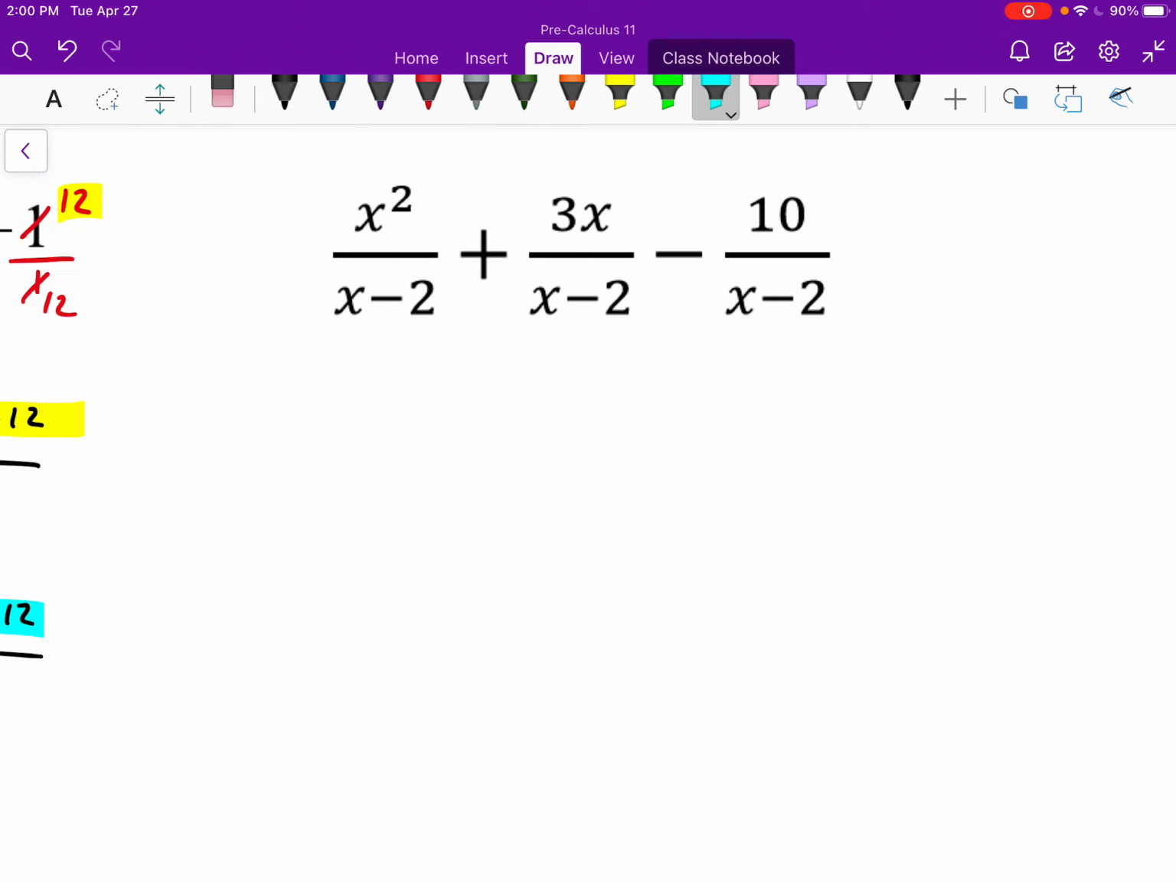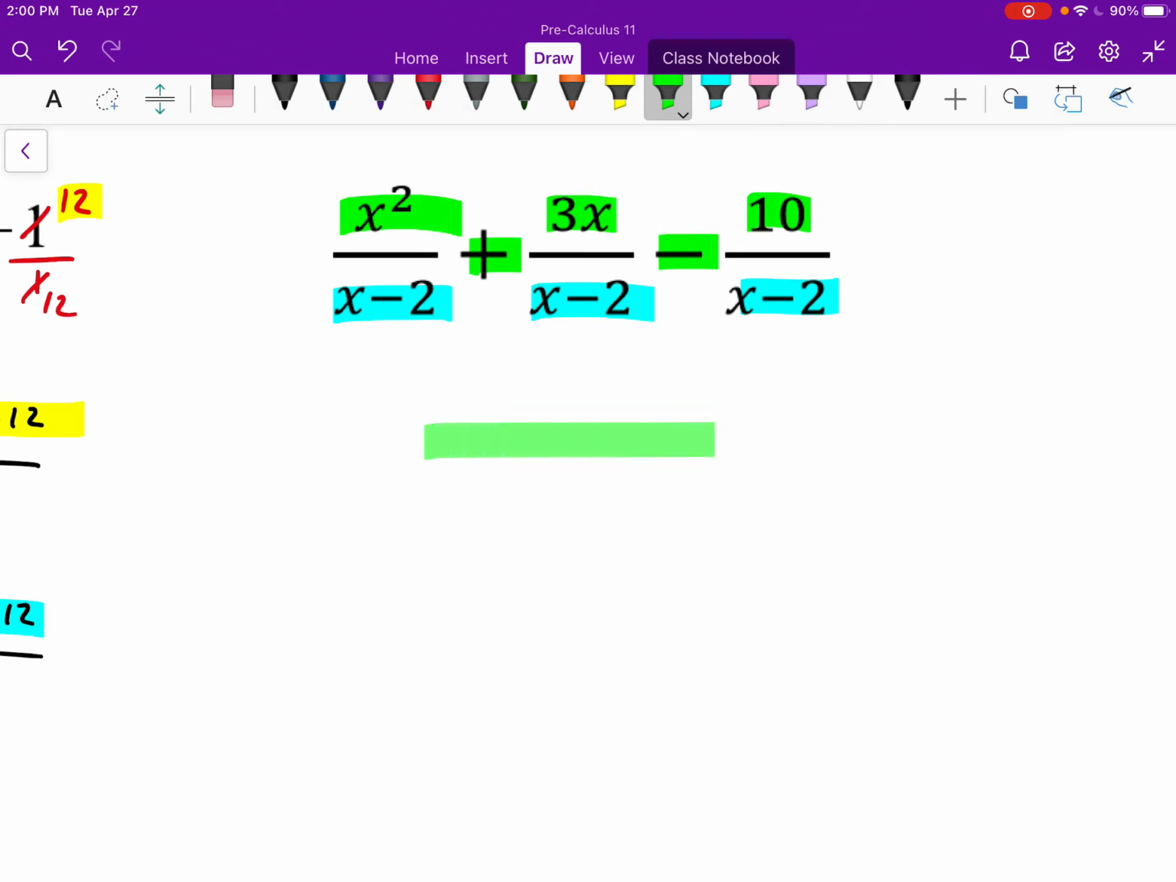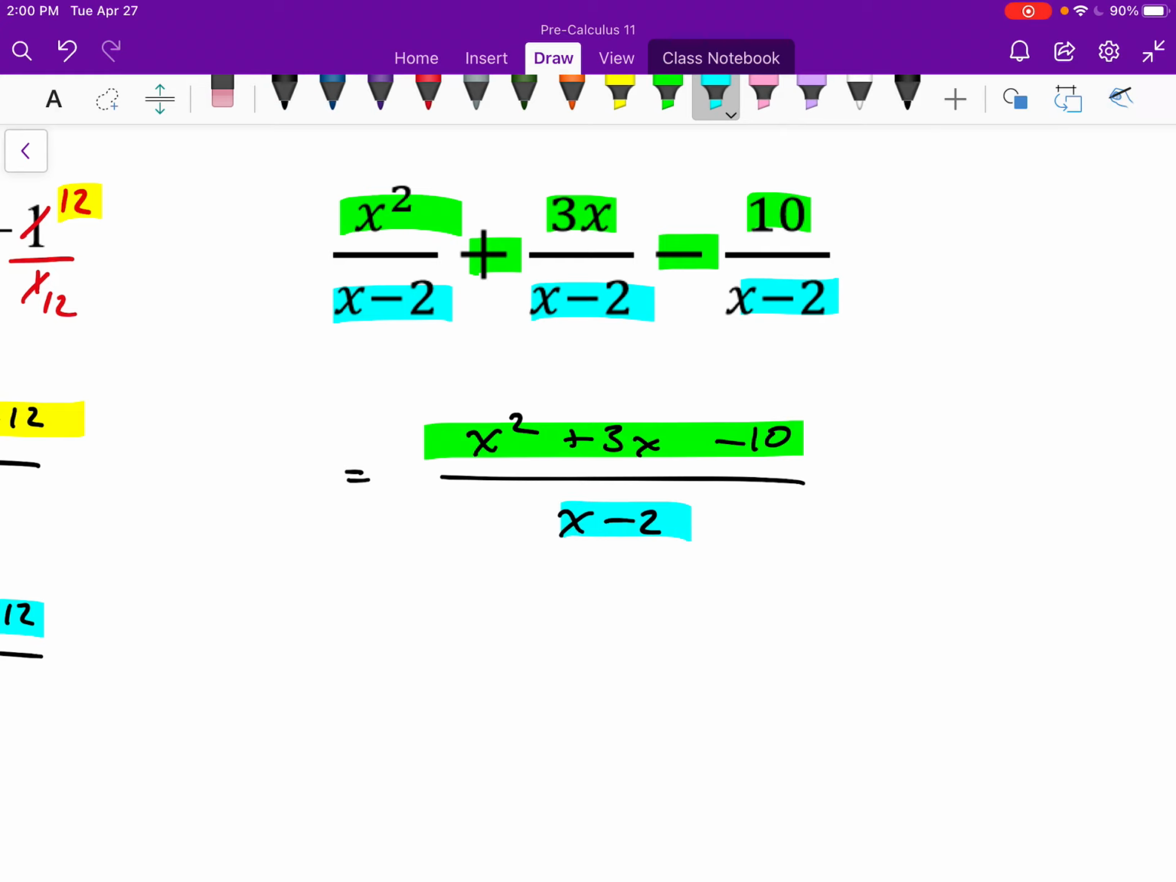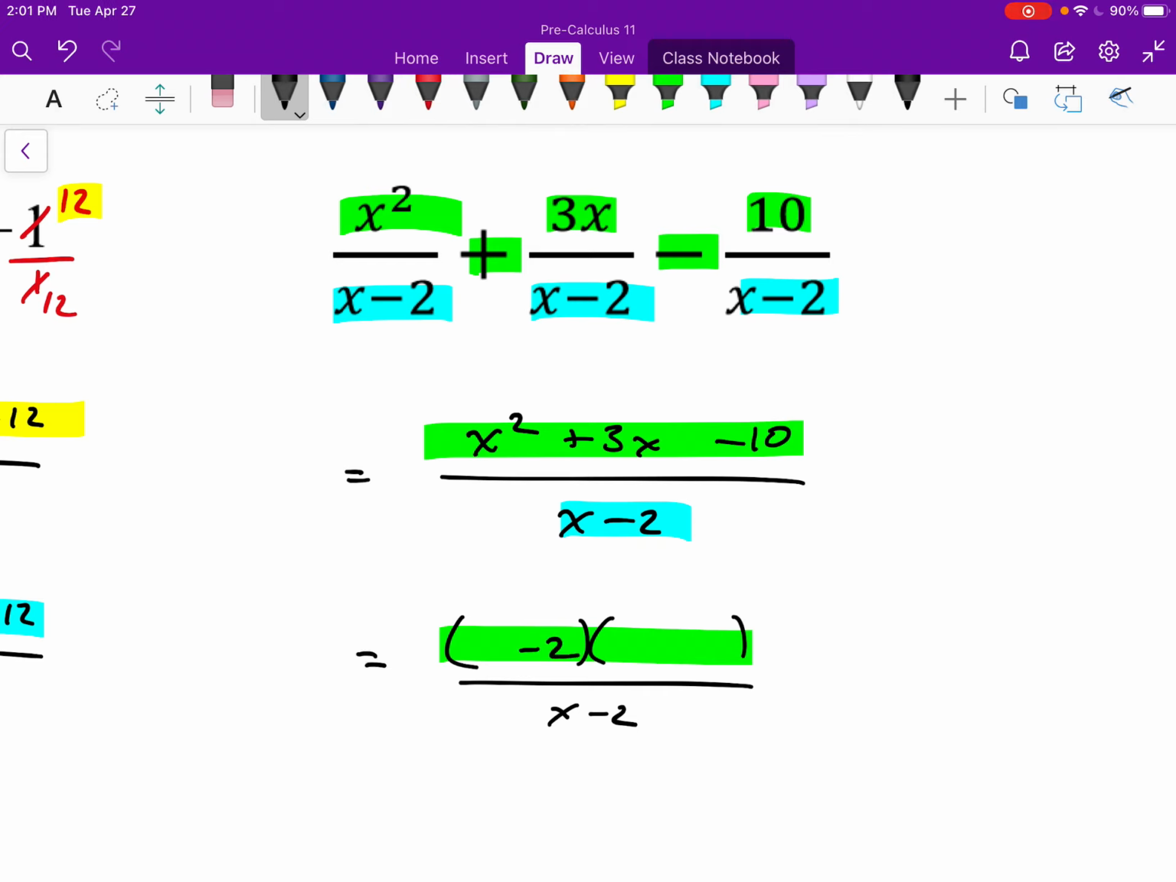Hopefully you immediately notice we have a common denominator already, so this actually will be pretty pleasant. My numerator is just x squared plus 3x minus 10 over my denominator of x minus 2. However, I should see if this can simplify, and I can't really tell until I try factoring the numerator. And it factors quite quickly because of two numbers that multiply to negative 10 but add to 3. Those two numbers are negative 2 and positive 5, which means my factors are x minus 2 and x plus 5. And yeah, this does simplify.